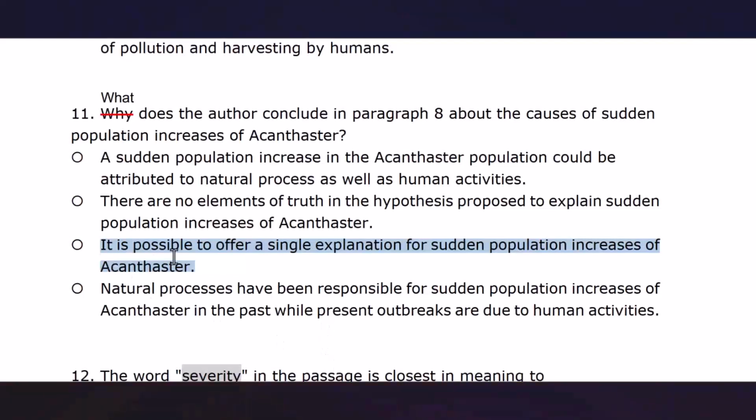Option 3. It's possible to offer a single explanation for sudden population increases of Acanthaster. No, this option is also wrong, like option 2, because according to paragraph 8, it is clear that there is no single explanation for sudden population increases of Acanthaster, but all proposed hypotheses have a degree of truth. So there is no single explanation for this phenomenon, and this option is wrong.